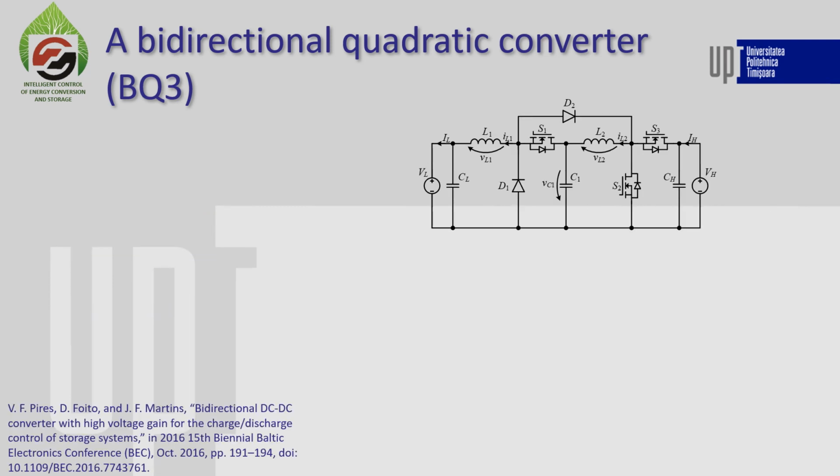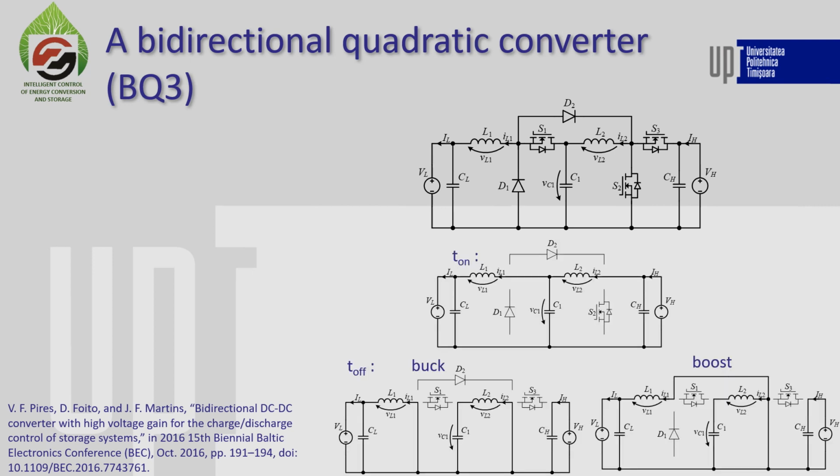Next, we have another bidirectional quadratic converter, which has a few additional diodes in addition to the main switches. And because of the additional diodes, we actually have two different equivalent schematics for the T-off interval.